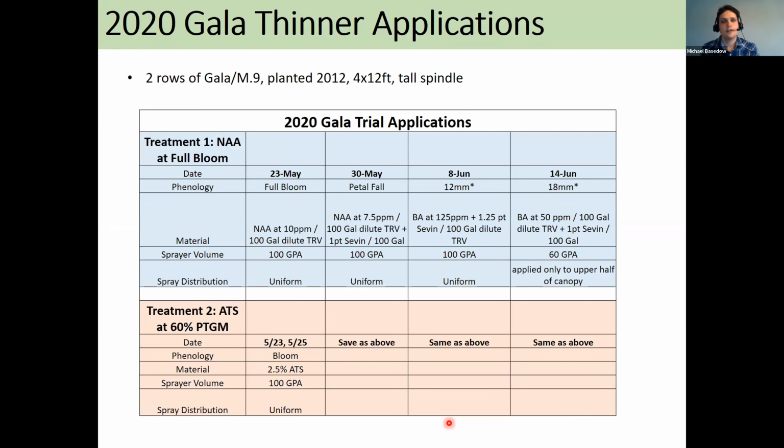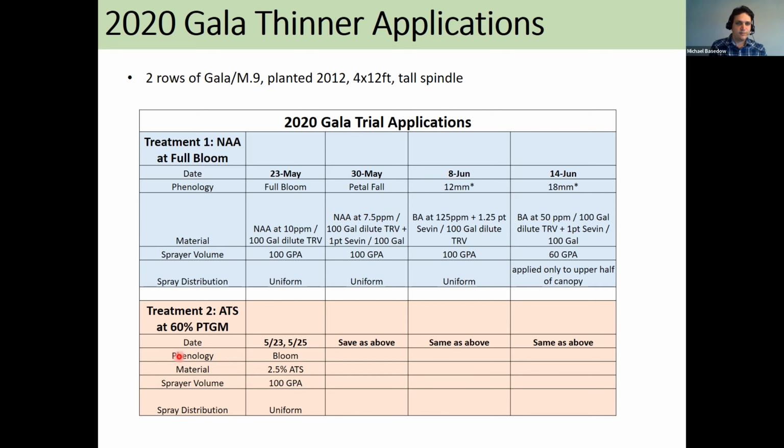So I'll show you our trial setups, and there's a lot here, but the basics I want to show you is that in our 2020 Gala trials, we had 2 rows of Gala on M9. These were planted back in 2012, and they were trained to a tall spindle at 4 by 12 foot spacing. And as far as the actual treatments, you'll see treatment 1 was a fairly traditional NAA at 10 parts at full bloom. And then we follow that up with a fairly traditional petal fall, 12 millimeter and 18 millimeter program based on the fruit growth rate model outputs.